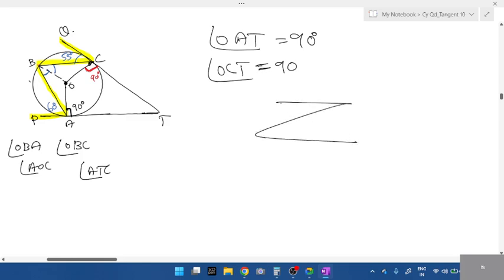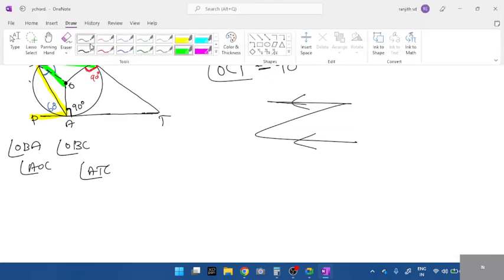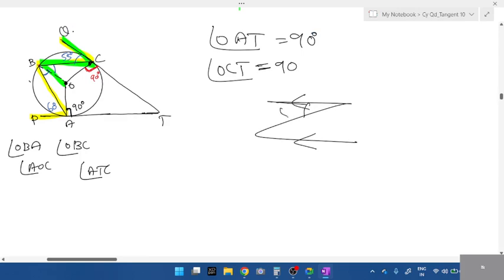OBC. For Z alphabet, what's the rule I told? Parallel line. Is any parallel line diagram given? No, but what you told was correct. Z diagram is given. If parallel line would have been given, if this is 55 degree, this inside one also would have been 55. But parallel line is not given, students. The basic concept of Z alphabet is parallel line. It's not given. If X was given, we could have used interior alternate. Even X alphabet, you can't find anything.